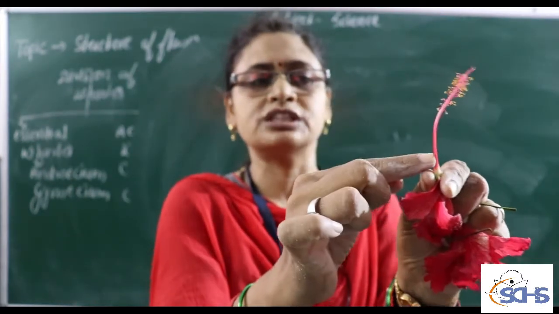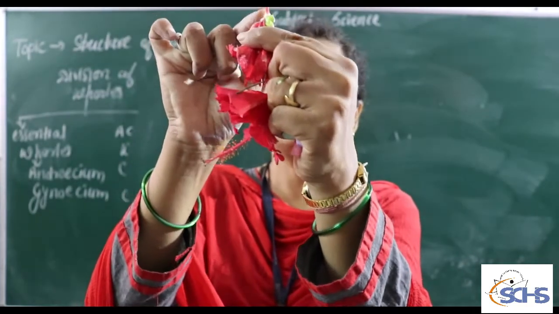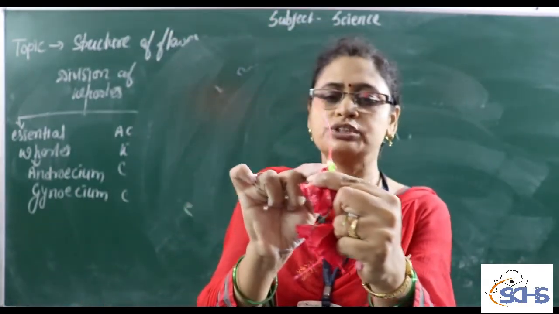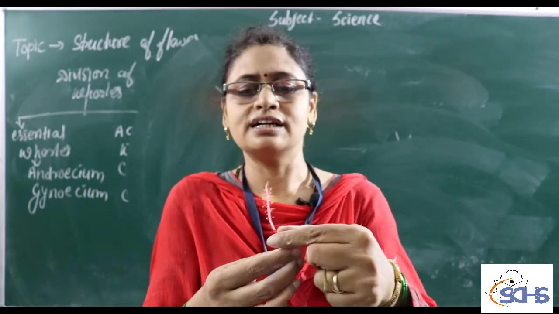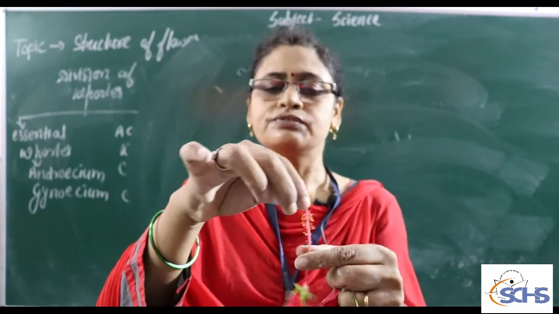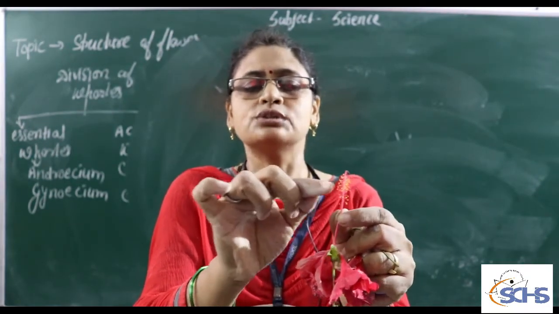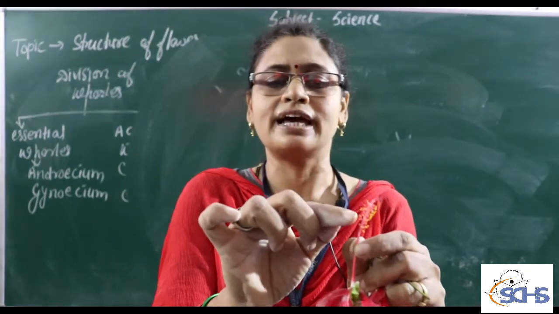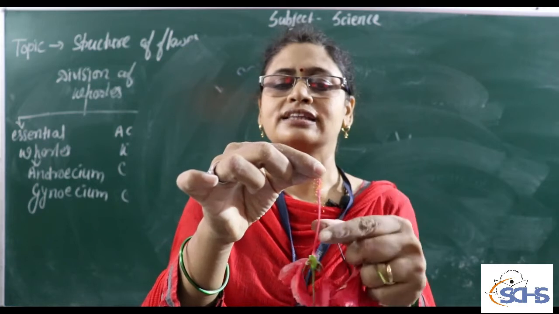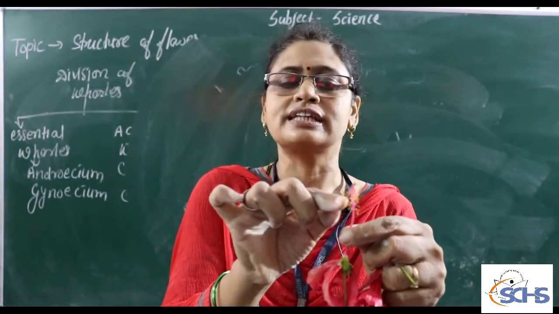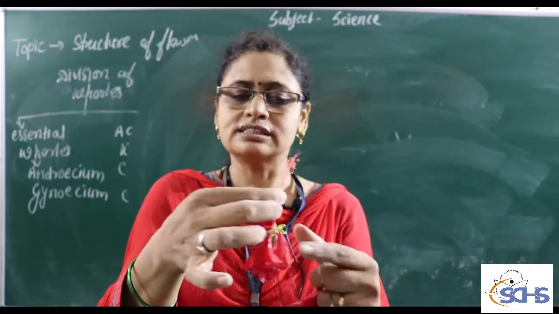This elongated portion is known as the style, and what you can see is that it is attached to the base, which is swollen. This swollen portion is known as the ovary. Understood? And you can see here, with this style, some fibrous-like filament is present. The yellow portion you see is the anther, and the anther is attached by the filament. Understood? So this is the structure of the flower.